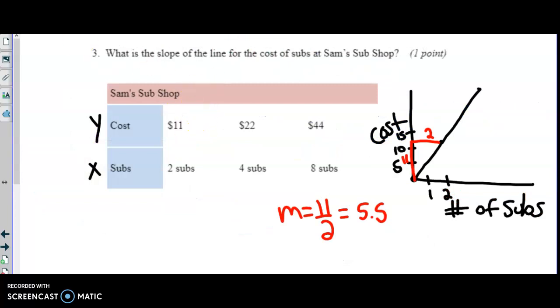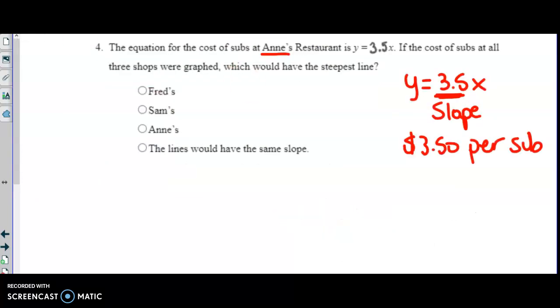I'm going to use this here for Sam, 5.5, and then 3.5. So if Fred's was $10 per sub, and Sam's was 5.5 per sub, and Annie's was 3.5 per sub.